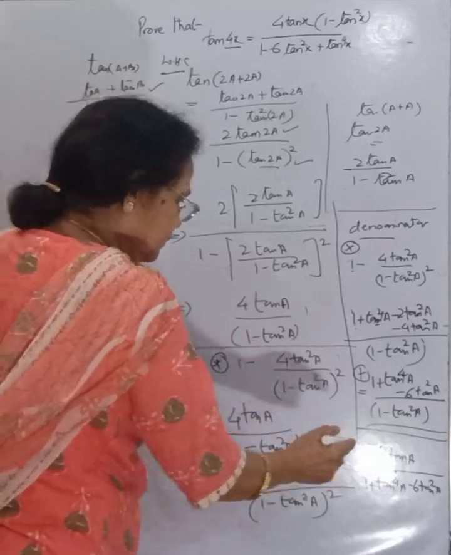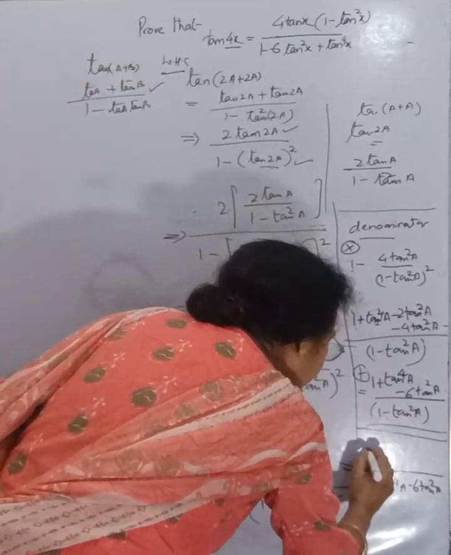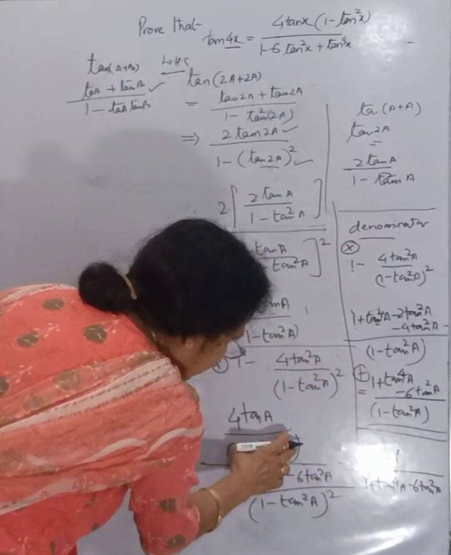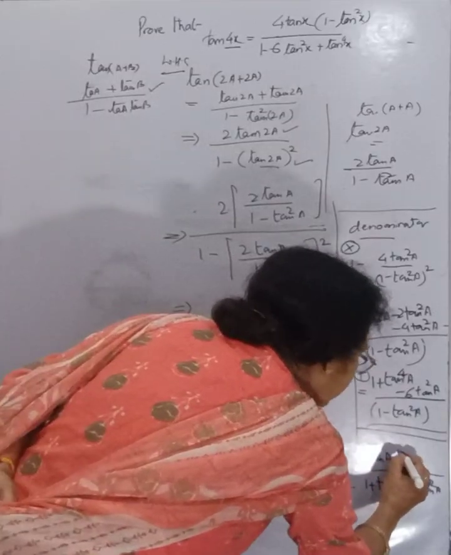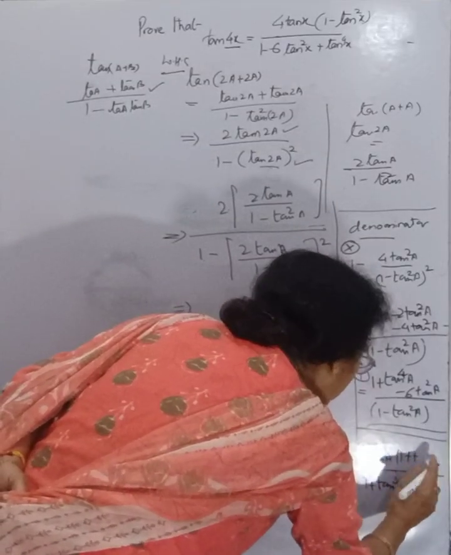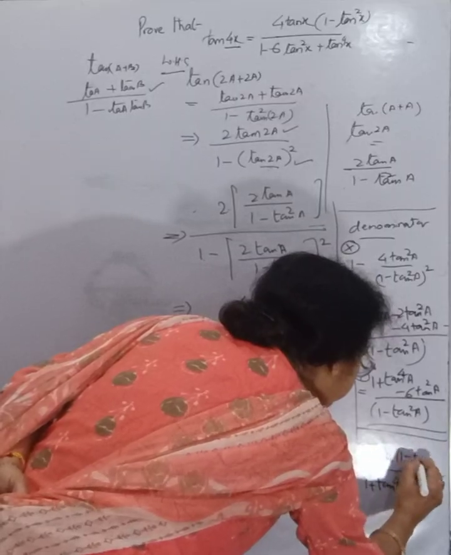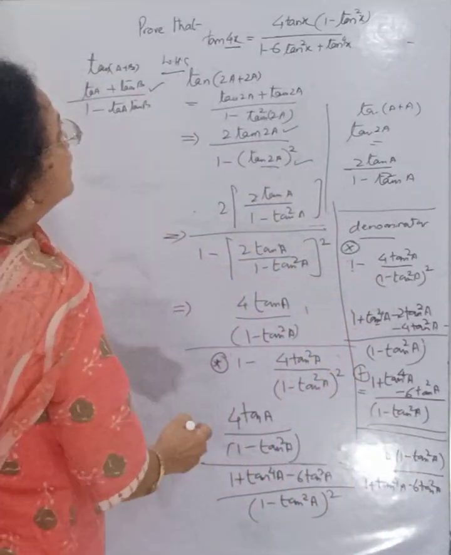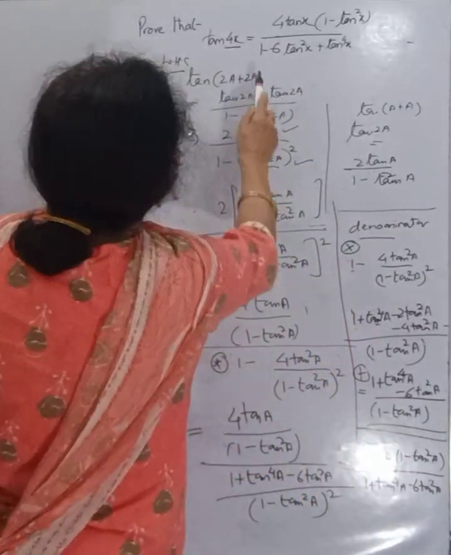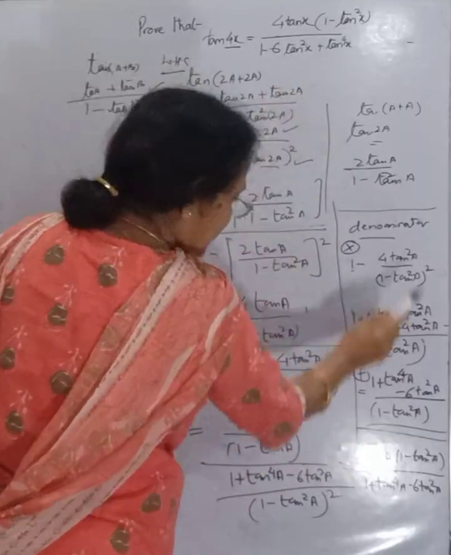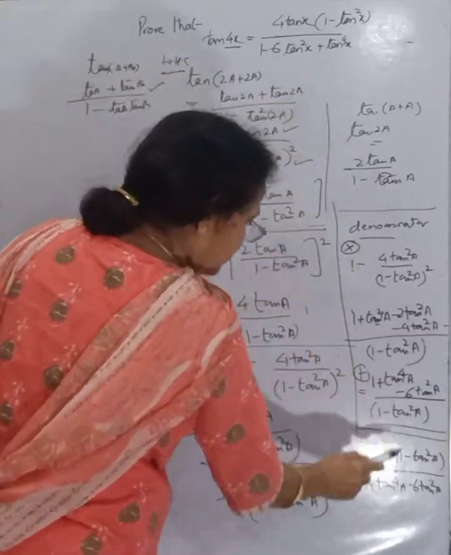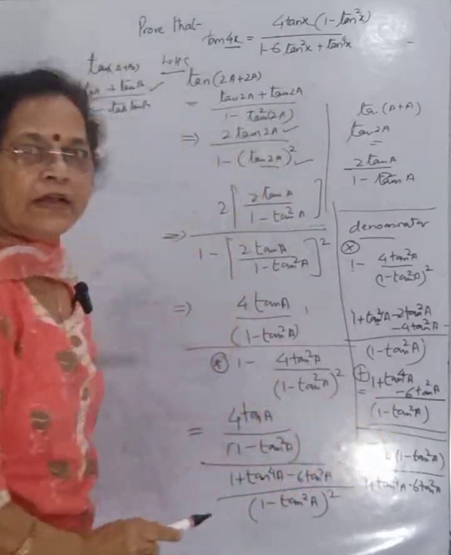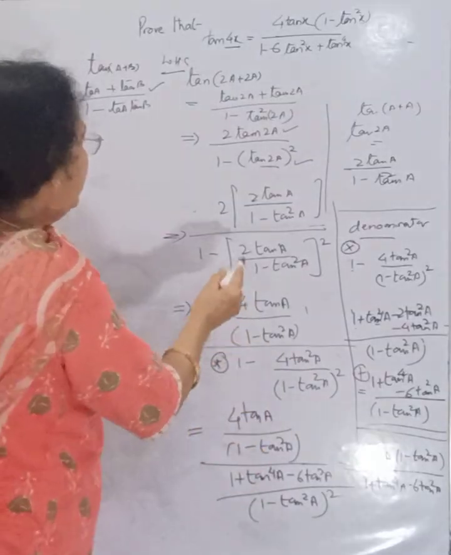into 4 tan a into this single power. One power has cancelled with this, the single power will remain here: 1 minus tan square a. Single power. This is proved, I think so. 1 minus 6 tan square a minus 6 tan square a plus tan to the power 4 plus tan to the power 4. 4 into tan, 4 tan a upon 1 minus tan square a. This is proved. Okay.